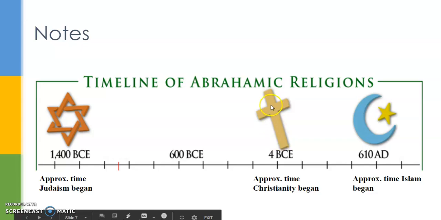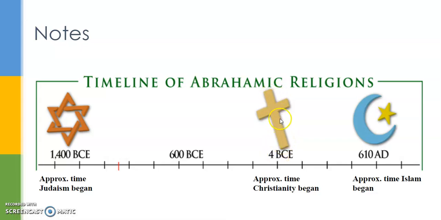Then right here we have the birth of Christ. Again, Jesus Christ is the founder of the Christian religion, and he's located about 4 BC. And then in 610 AD, a person named Muhammad founded the Islamic religion in Saudi Arabia, in the country of Saudi Arabia. So all three religions have their start in what we consider today the region of the Middle East.